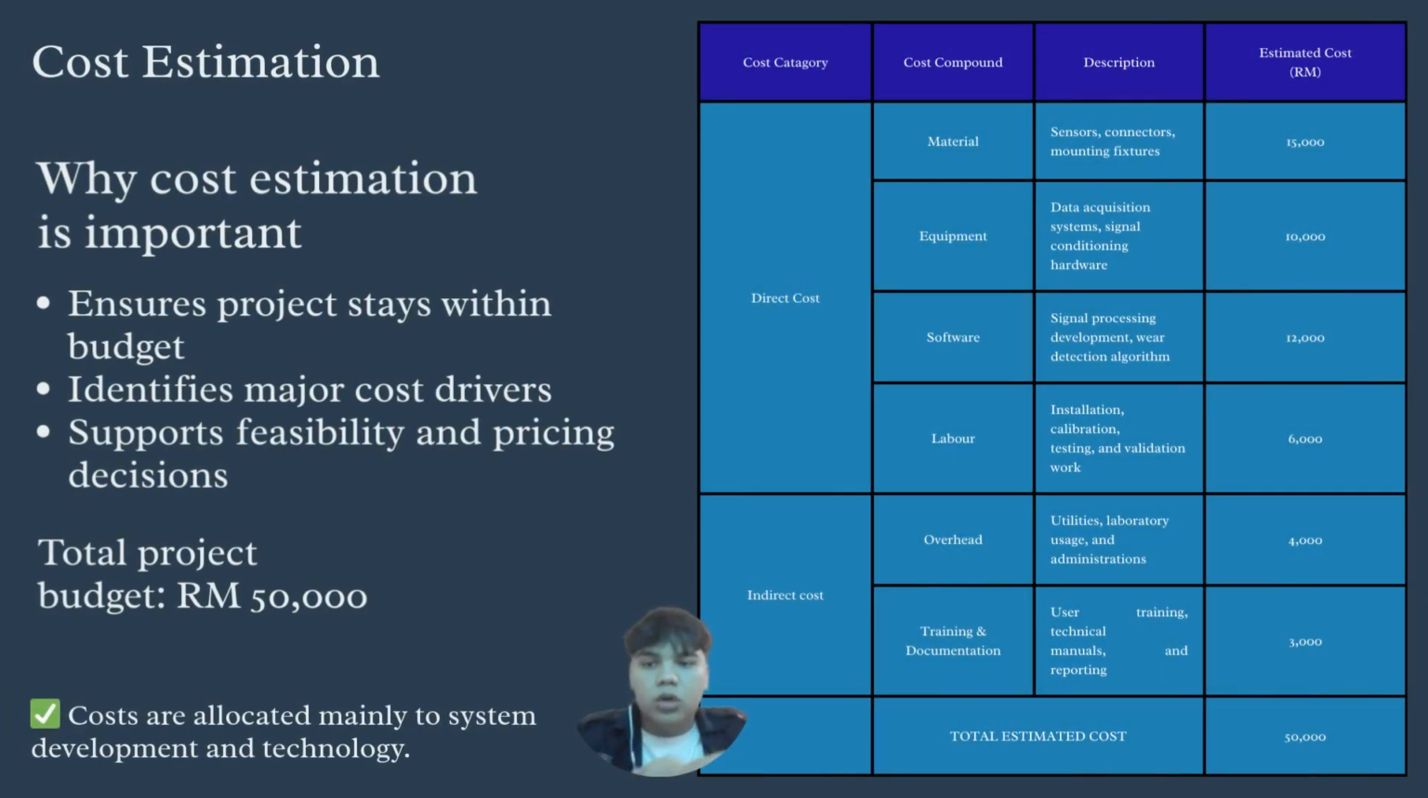This slide shows the cost estimation for the proposed system. Cost estimation is important to ensure the project stays within budget, identify major cost drivers, and support investment decisions. The total project cost is RM 5000, which is divided into direct costs and indirect costs. Most of the costs are allocated to system development, including sensors, equipment, and software.